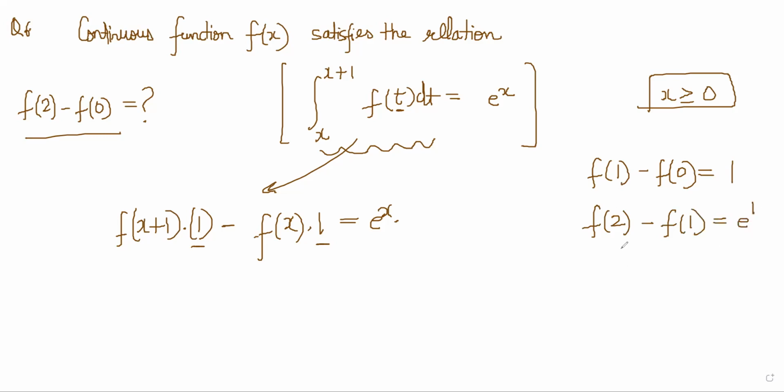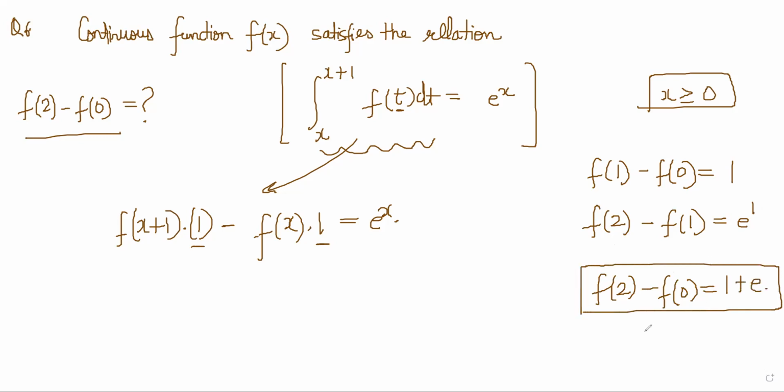And then just add. f of 2 minus f of 0 is equal to 1 plus e, basically, right? Otherwise, it's not very easy to solve. You cannot solve it without differentiating. Okay.